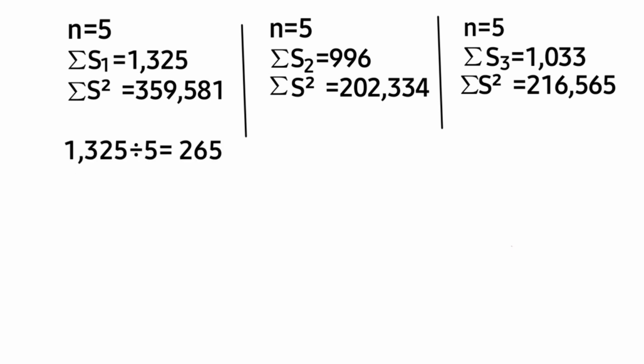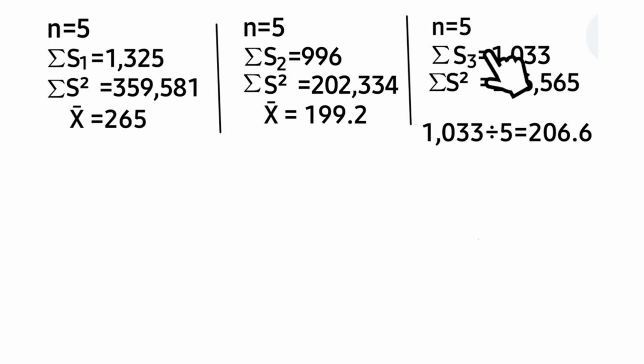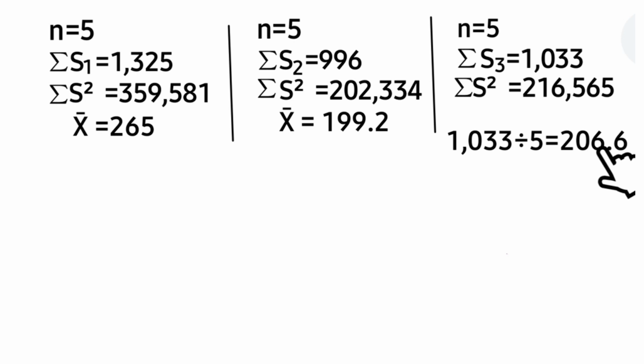Now we'll calculate the mean for the first set. The mean will be this value divided by this value, which gives 265. Mean for this set will be 996 divided by 5 gives this. Mean for this set will be this value divided by 5 gives 206.6.